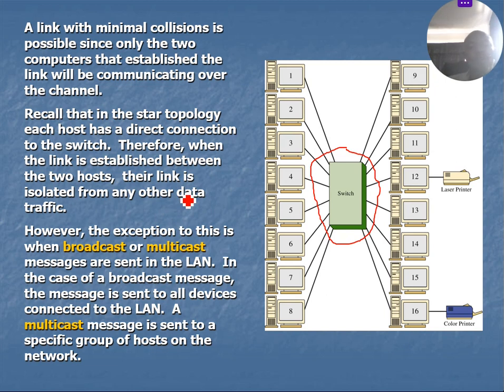However, the exception to this is when a broadcast or multicast happens. Anything broadcasted on the switch will be sent to every port and received by every device on the network. Broadcast messages are sent in the LAN, so everyone on the LAN will receive them. In the case of a broadcast message, the message is sent to all the devices connected to the LAN. A multicast message is sent to a specific group of hosts on the network.